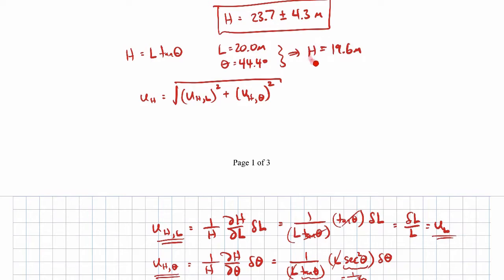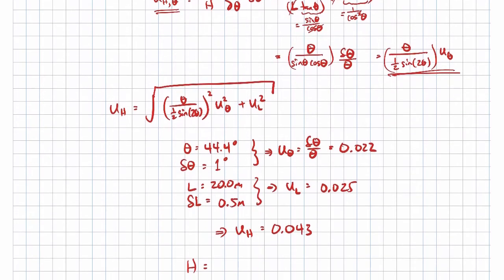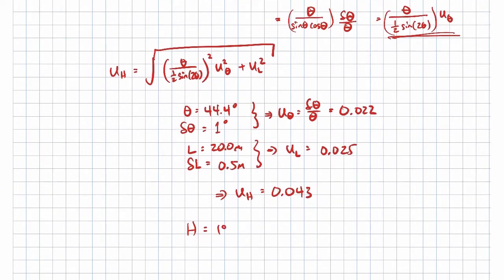the 19.6 meters plus or minus, and then if I take 19.6 times 0.043, remember that U_H is just the absolute uncertainty in H divided by H. So to find the absolute uncertainty in H, we'll just take U_H, which here is 0.043, times H, which is 19.6. And when we plug those numbers in, this comes out to be 0.8 meters.